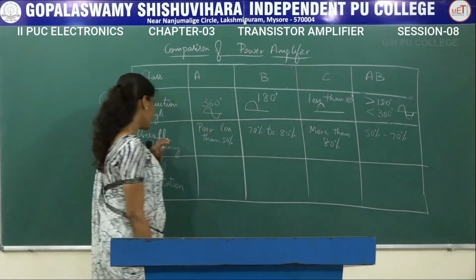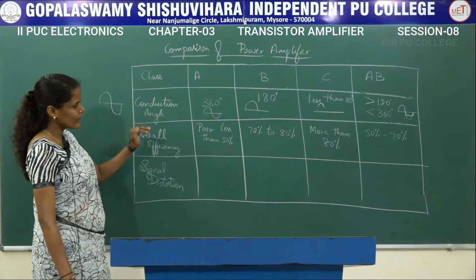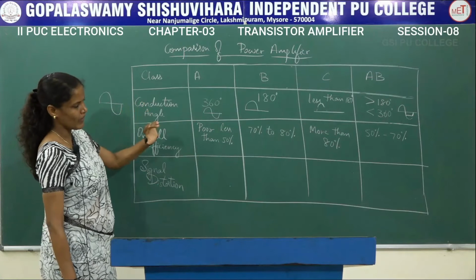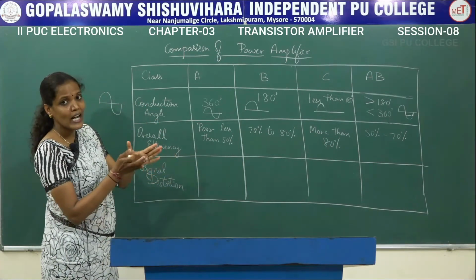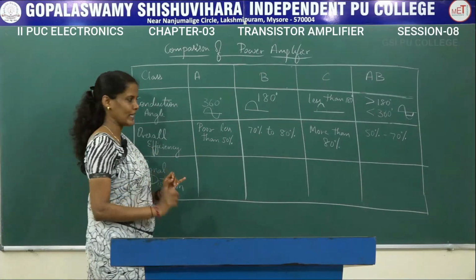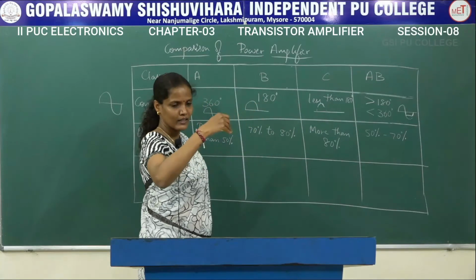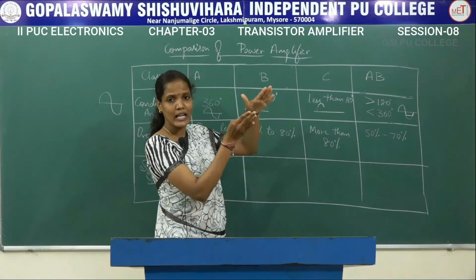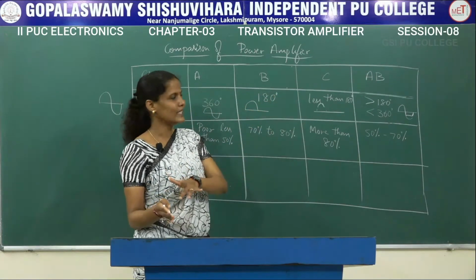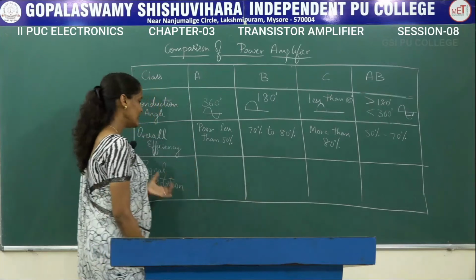So if you look at this parameter, the overall efficiency, the efficiency of the power amplifier increases as the Q point shifts away from the center of the load line. Similarly, the Q point will be located below the x-axis line. So if the Q point is shifted away from the center of the load line, then the efficiency of that type of power amplifier will increase.